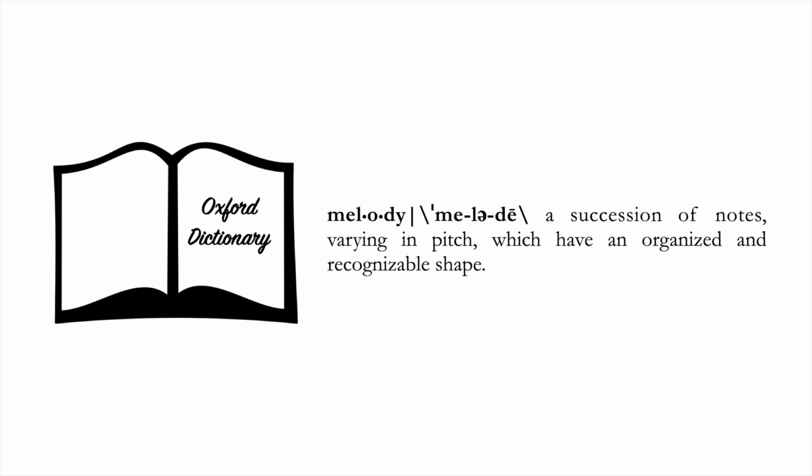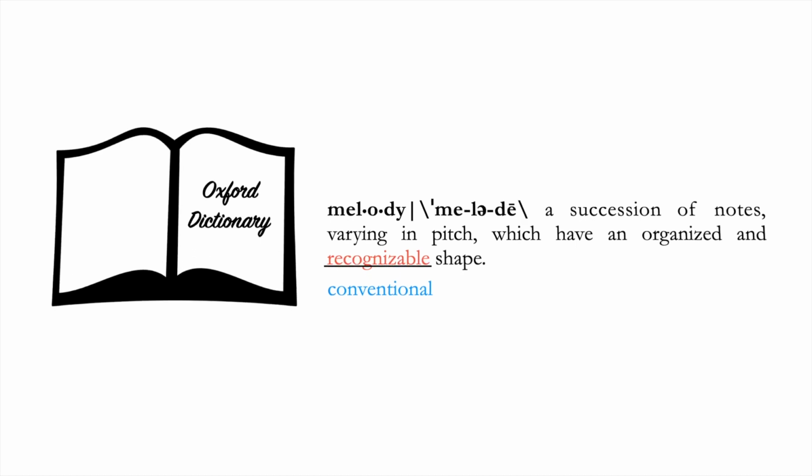Let's focus on the last clause, and in particular, on the word recognizable. How do we make a melody recognizable? One good approach is to start with the opposite, something conventional that would be difficult to associate immediately with a particular piece of music. Let's try an ascending major scale.